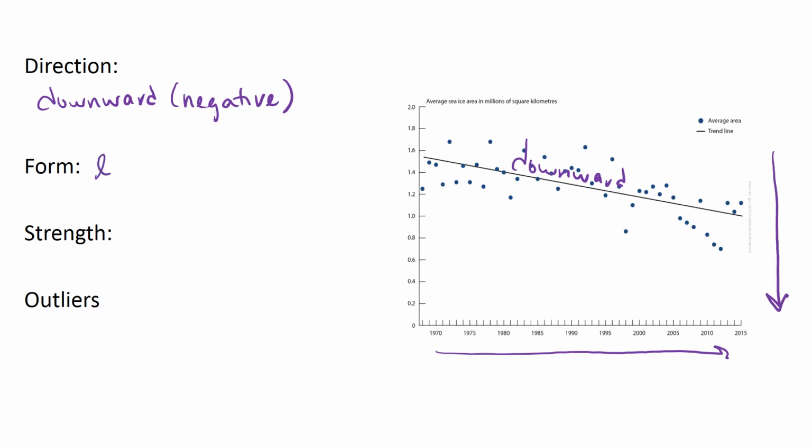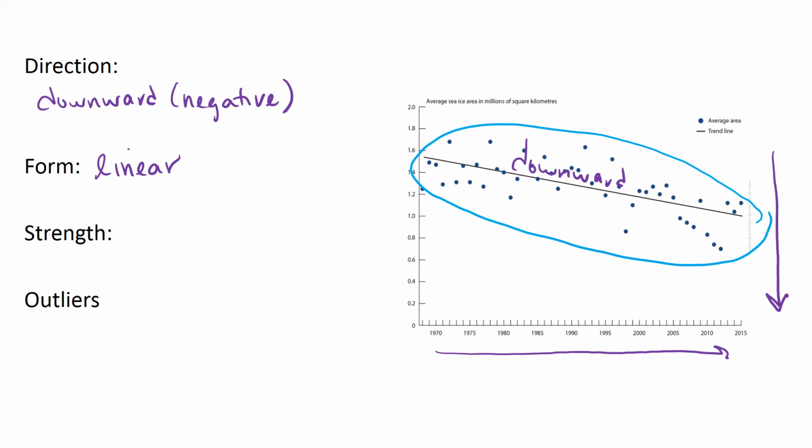Now the form is linear. They follow a straight line. And I'm going to draw a circle around the points, or an ellipse around the points. There they are, and they're all contained there. There's a bit of width. They're not all lined up perfectly, like this would be a perfect relationship. There's a bit of a spread. So I would say the strength is moderate. Are there any outliers? This is again a little bit subjective, but I would say that all the points are within that ellipse, and so there are no outliers.